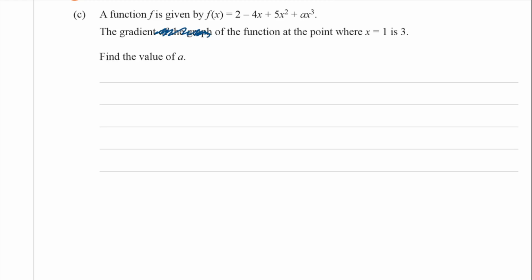So the gradient of f of x at x equals 1 is 3. All right, that's a bit nicer to read. So let's represent this information as an equation, and we'll go from there. So the gradient when x is equal to 1 is equal to 3.